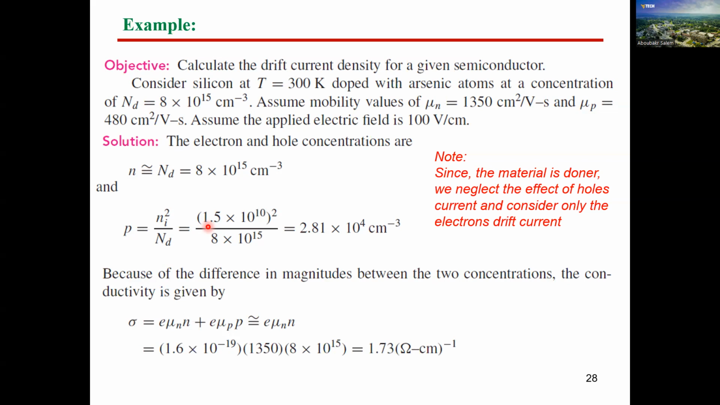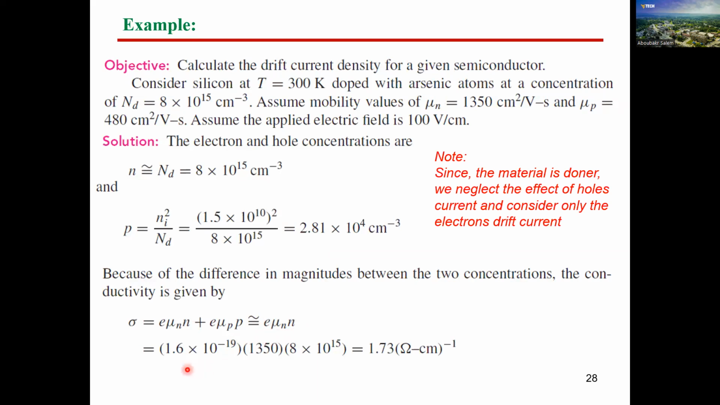When you calculate sigma now, sigma equals e mu n times n plus e mu p times p. But again, we said this part is going to be very small. Can you see, guys? 10 to power 15, 10 to power 10. When you add these two numbers together, it will give you the same number. So it doesn't make sense to use it now. So we can assume that the p-type effect is neglected in this part of the question. So we can assume that sigma here is almost equal to e mu n times n.